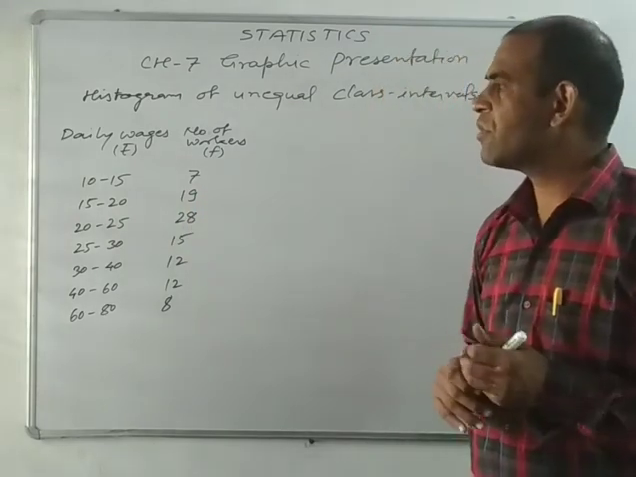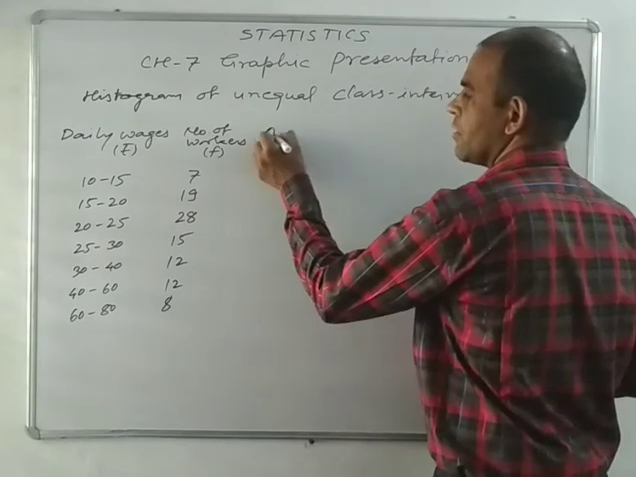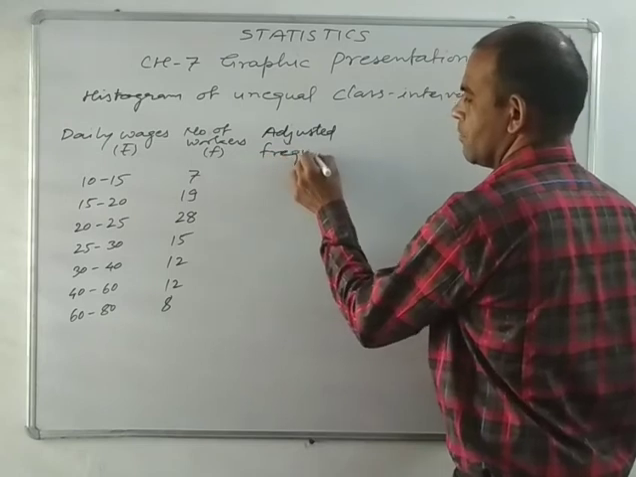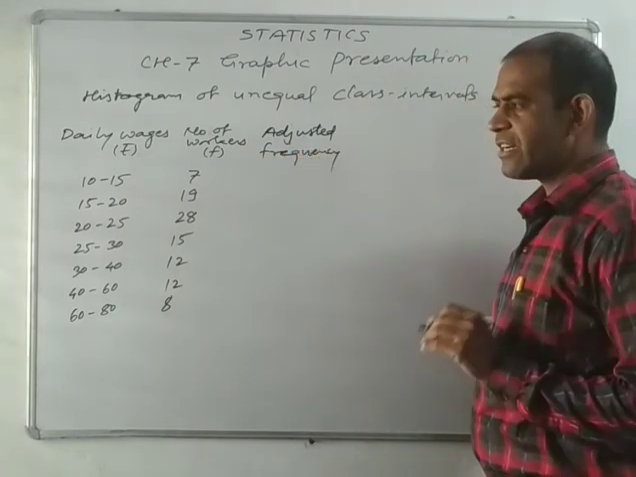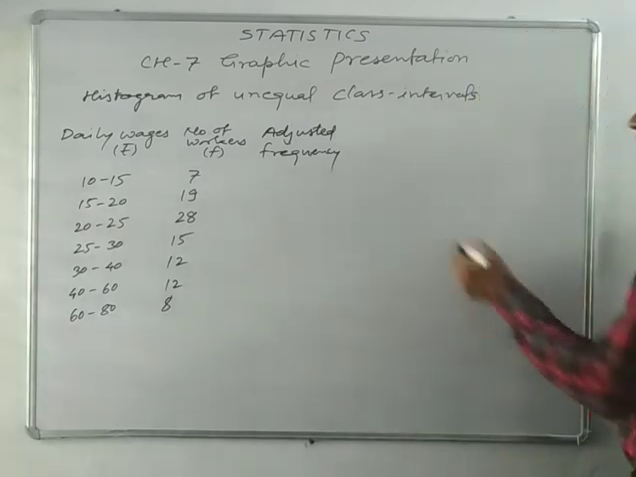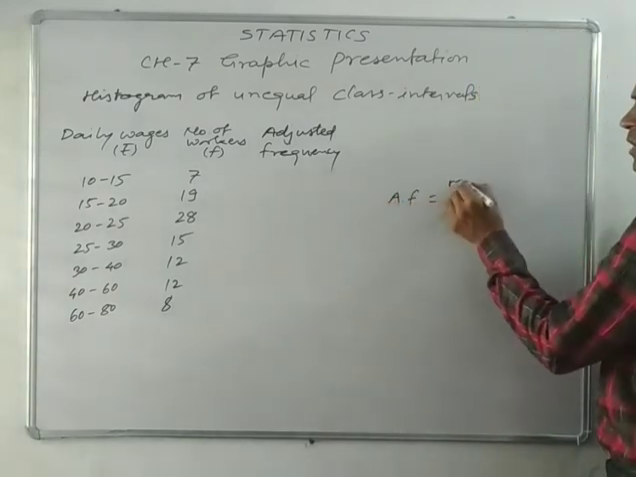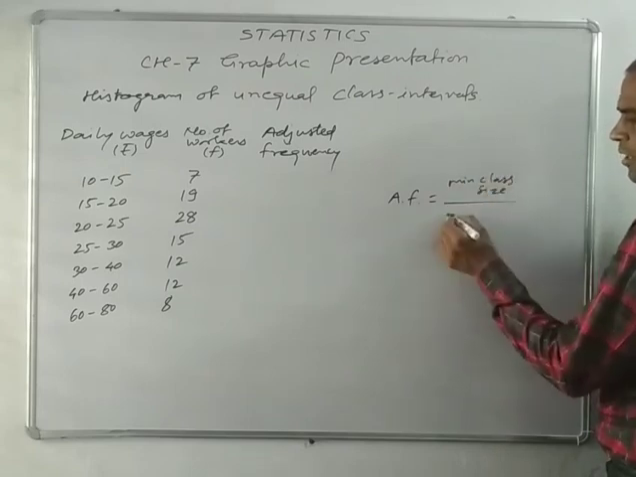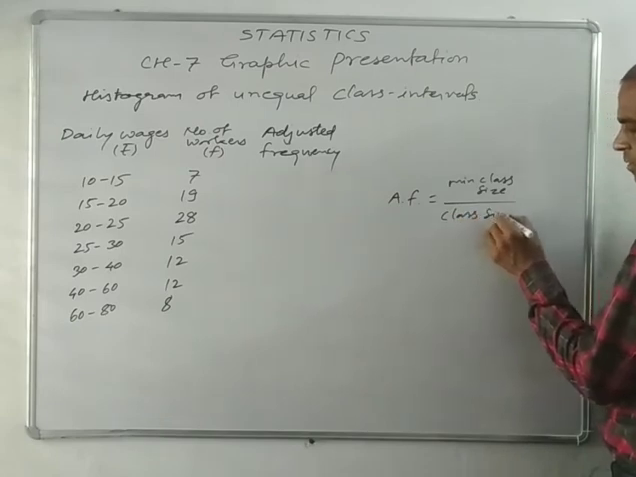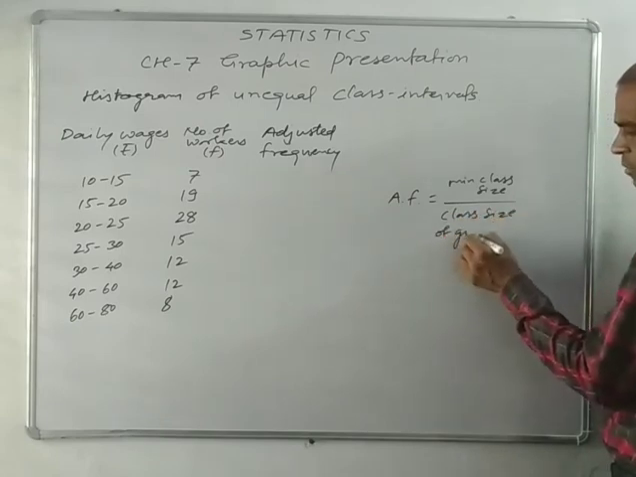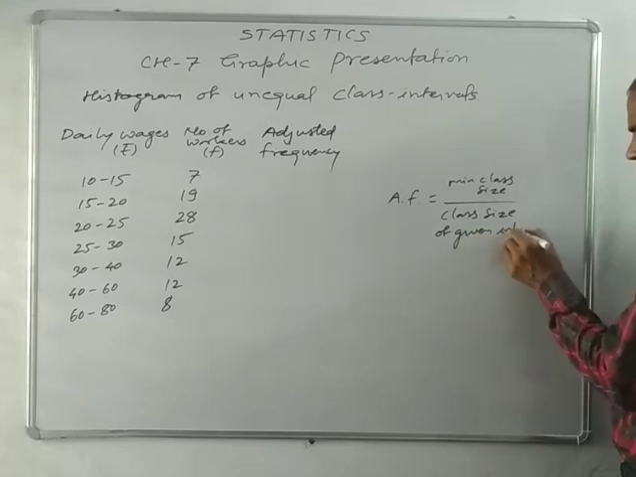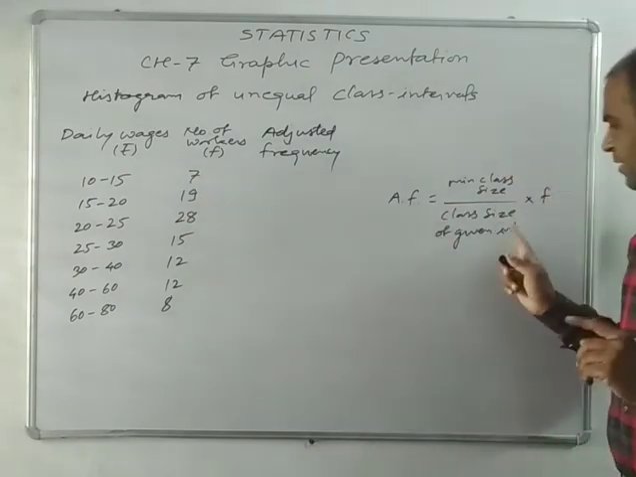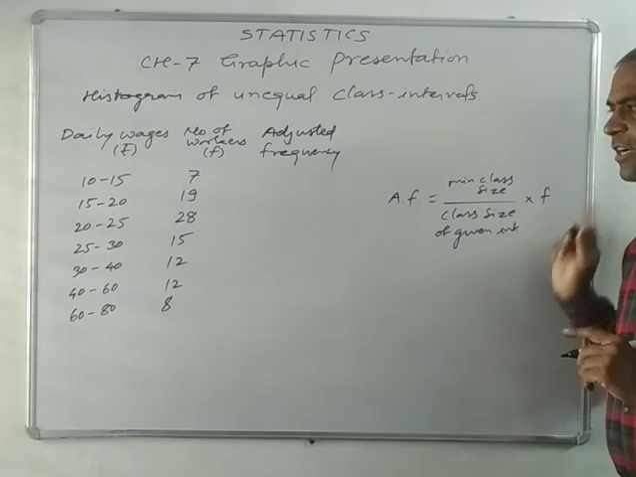So for this type of question, find the adjusted frequency. And for finding the adjusted frequency, its formula is minimum class size upon class size of given interval into frequency.